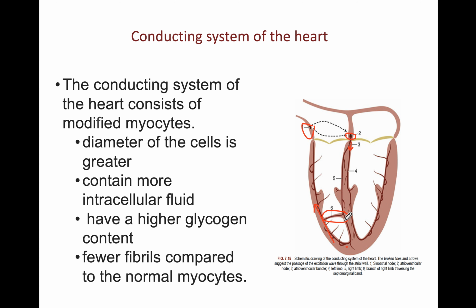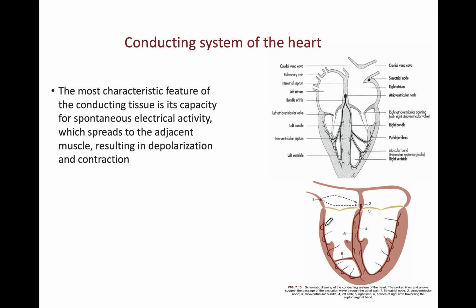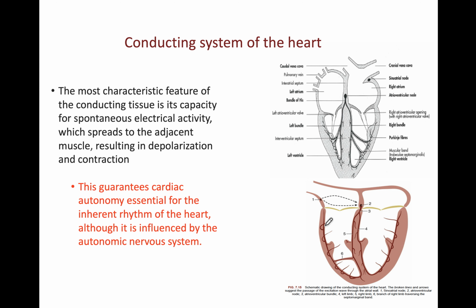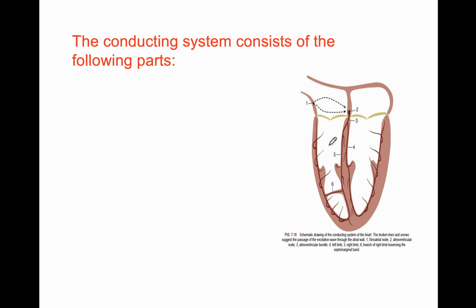As I said, this is a shortcut from the septum toward the wall, to ensure fast and synchronized contraction of the heart. So this is the conducting portion. Okay, SA node, AV node, and this is the bundle of His or atrioventricular bundles.